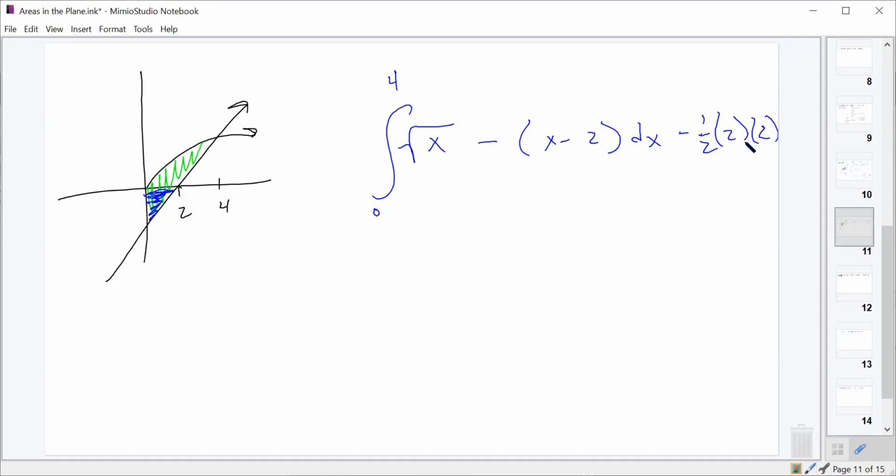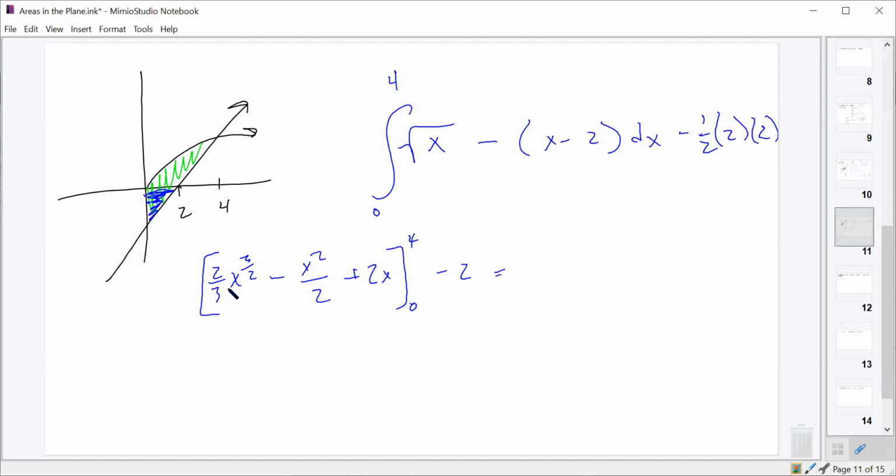And with any luck, this integral should come out, when we subtract this 1/2 of 2 times 2 to it again, it should come out to be 10/3 again. So the integral of root x, like we said before, is 2/3 x to the 3/2. And then this is a minus x, which will become a minus x squared over 2, and then a plus 2, which will become a plus 2x. And we'll go from 0 to 4, and then we'll subtract 2.